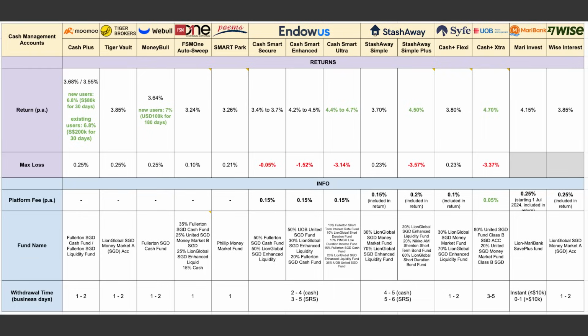But then you may be like, what about the portfolios that have higher returns? Are they worth investing in? While the returns are higher, their volatility are higher as well. So they are only suitable to invest in if your holding period is longer, like a few months to over a year. Otherwise, it's better to just stick to Moomoo Cash Plus or other portfolios that have lower return and lower volatility.